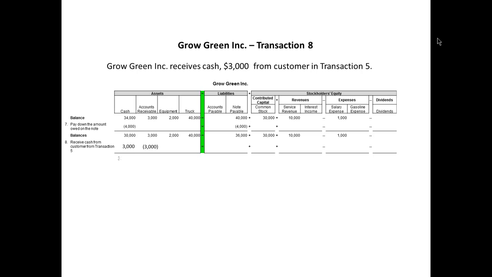The new cash balance is $33,000. The new accounts receivable balance is 0, and the other balances are unchanged. Total on the left side of the equal sign is $75,000. Total liabilities of $36,000 plus stockholders' equity of $39,000 equals $75,000 on the right. The equation is in balance.